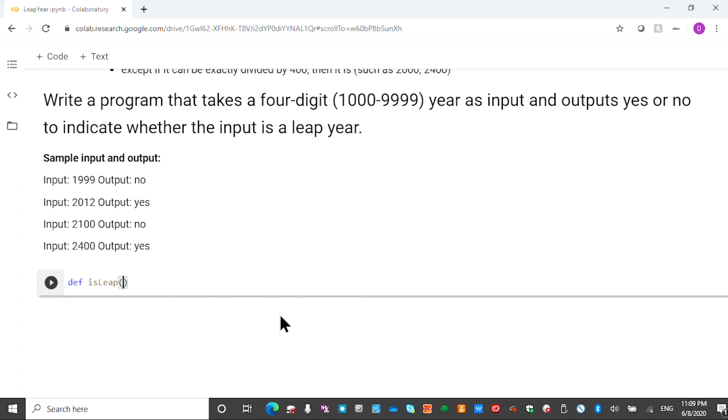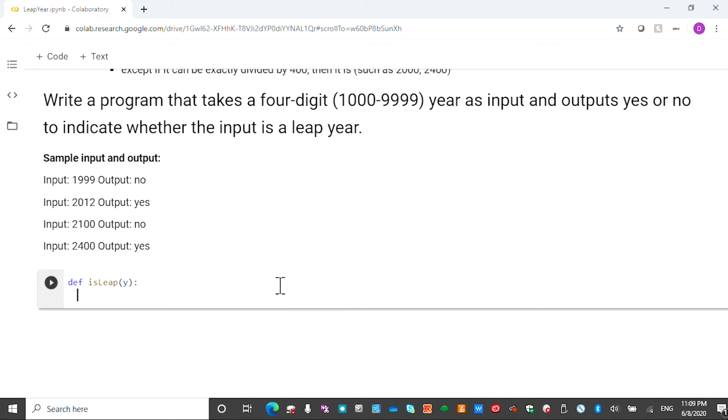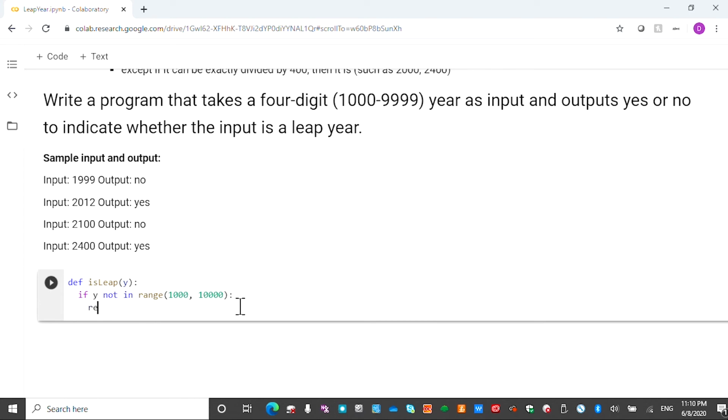Okay, and the input there is one number. And first we check the range. If y is not in range, we're going to use 1000 to 10,000, because the range will give you all the integers starting from 1000 all the way to 9999. So we put 1000 and 10,000 there. If that's the case, then we return with the print.